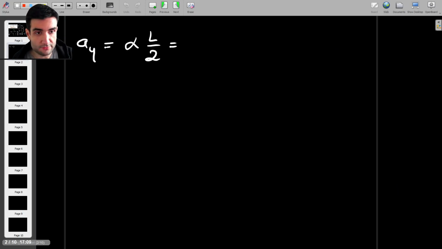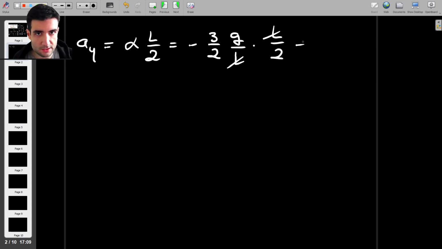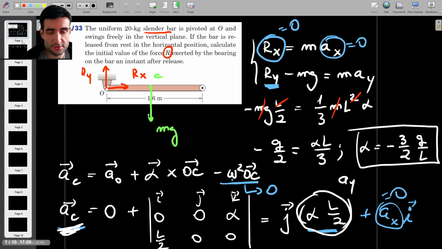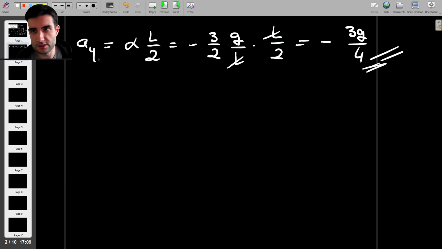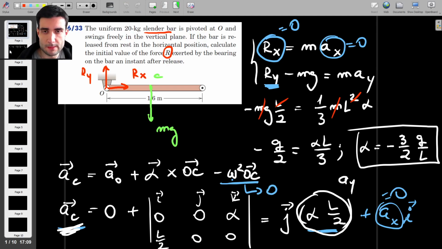We know what alpha is, so alpha is minus 3 over 2 g over L, and then times L over 2. So we cancel out the L's, and this is minus 3g over 4. So the center of mass of the bar in this instance is falling such that the acceleration is straight down and the value is 3/4 of the gravitational acceleration. Okay, so it's not in free fall, and it can't be in free fall because it's hinged, and if it's falling with this acceleration, which is 3/4 of gravitational acceleration, it means there must be a force which removes that 1/4 of its weight, and that's the reaction, and we're going to show that.